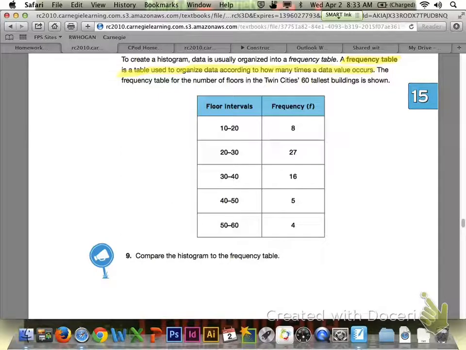So take a look at that frequency table now, and what I would like you to do is look at number 9 underneath it. It asks you to compare the histogram to the frequency table. So how are we going to take all of the information in this table and end up labeling our histogram correctly? Those are some of the things that I want you to look at for number 9.